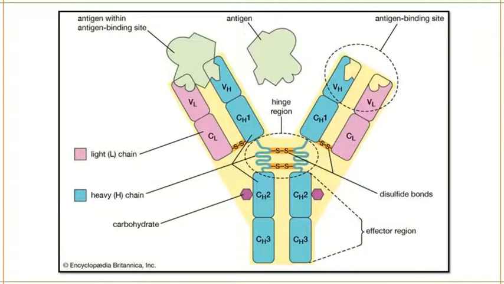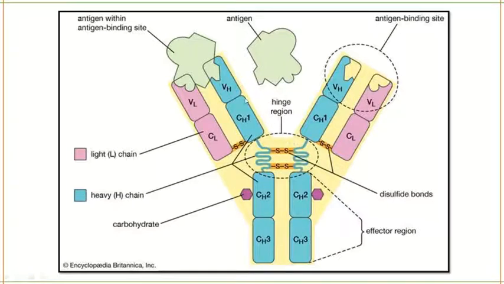So you can see this beautiful structure of an antibody. This is the Fab region, also called the fragment of antigen binding. This is the Fab region, and this is the Fc region.